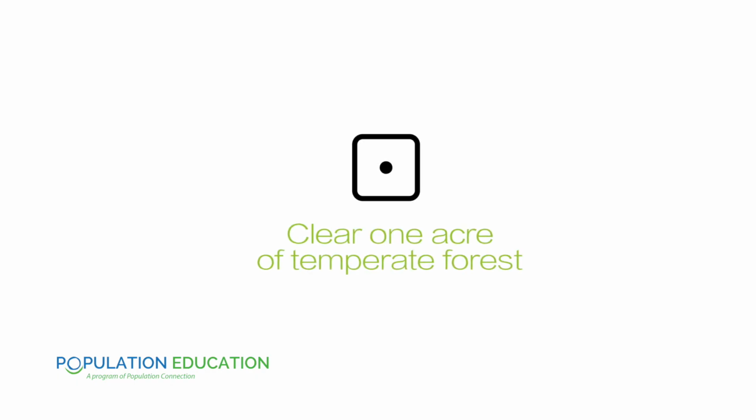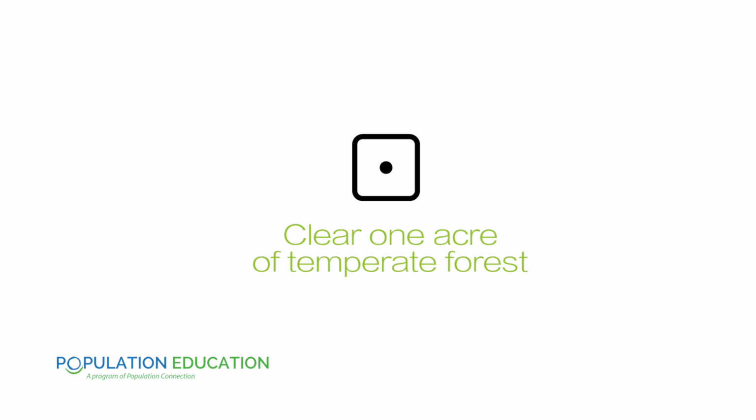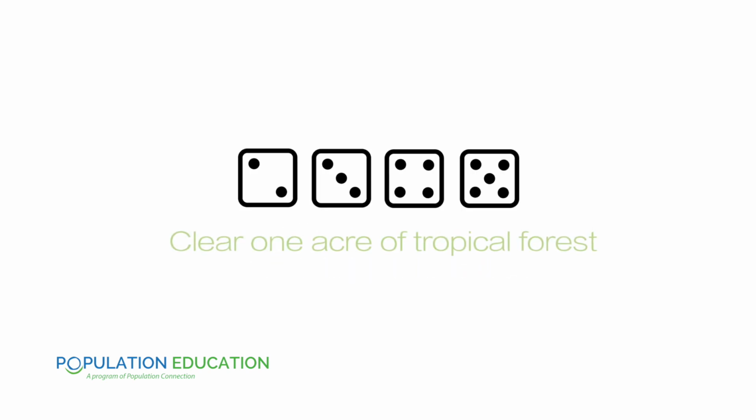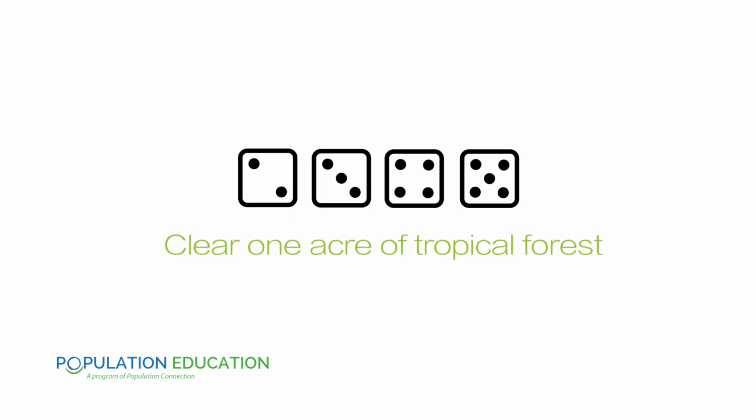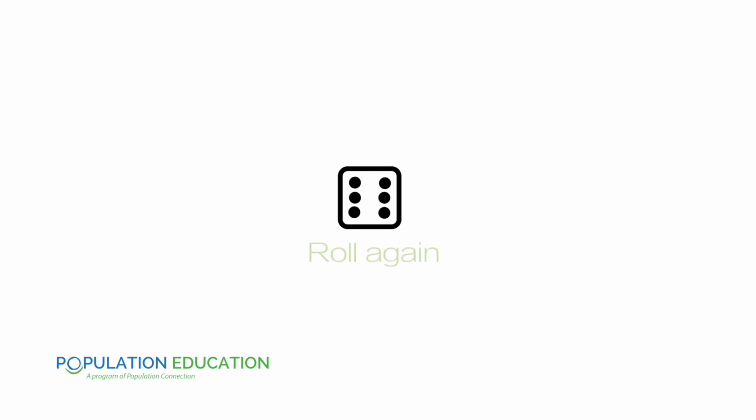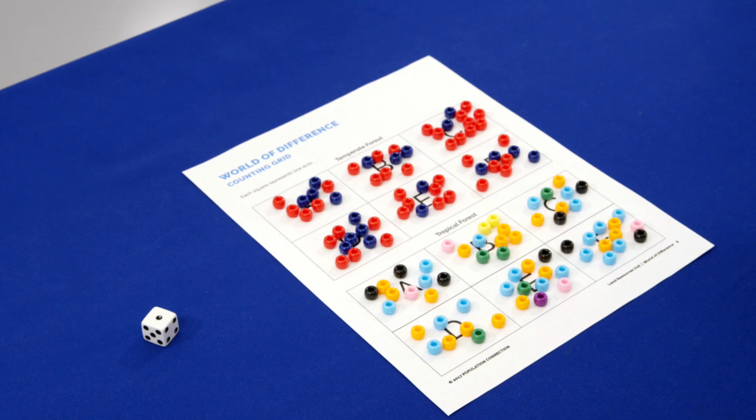So students will roll a die, and if they roll a 1, they clear an acre of temperate forest. But if they roll a 2, 3, 4, or 5, they clear an acre of tropical forest. If they roll a 6, it doesn't count towards either forest or count as a roll, and they should simply roll again. So let's try it out and see what happens.